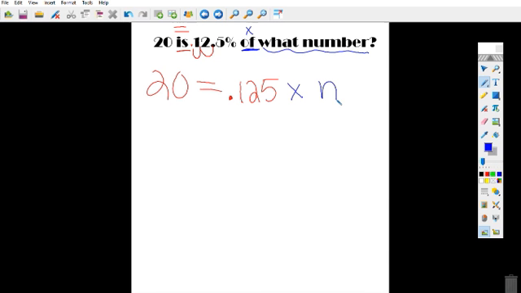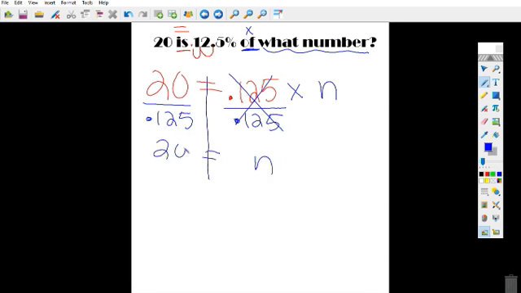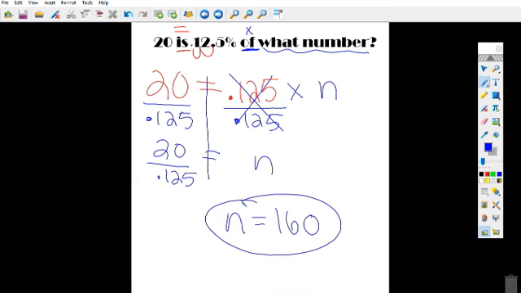Okay? I need to solve for N. So, this is being multiplied. I am going to divide both sides. I'm doing the opposite, just like how we solve equations. These go away. All right, so N equals 20 divided by 0.125. Okay, you do that in your calculator. You should get N equals 160. N equals 160. Okay?